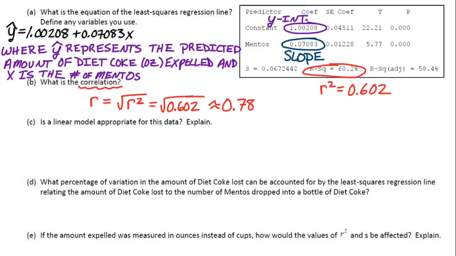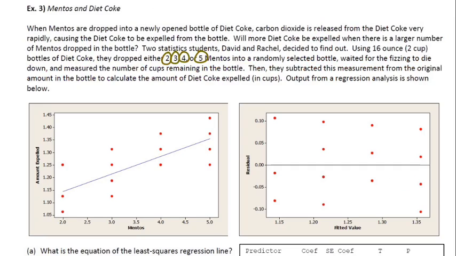So part C asks, is a linear model actually appropriate for this data? Explain. Well, if we look back at the residual plot, that's exactly what this question refers to. Is the residual plot okay? Does it show a random scatter of points, or does it seem to show some curved or weird pattern? And I know these points are kind of stacked up here, but you should expect that because there were only a few options for Mentos, 2, 3, 4, or 5. So the fact that they're stacked up doesn't imply that there's a pattern, right? There's still a random scatter around that residual equals 0 line.